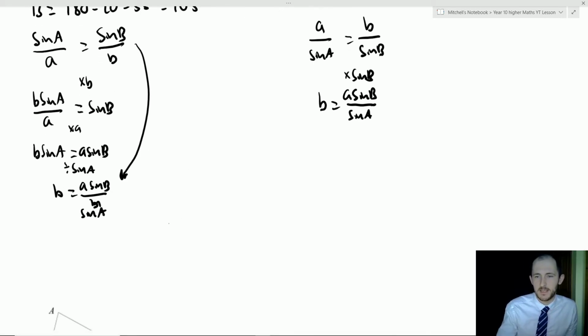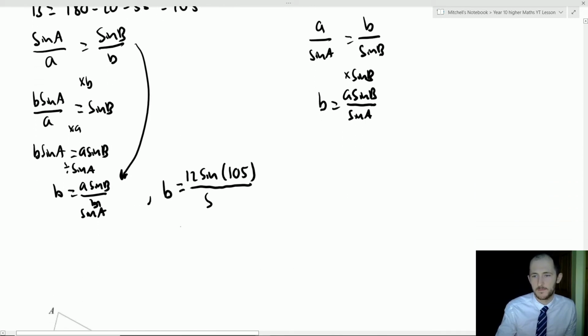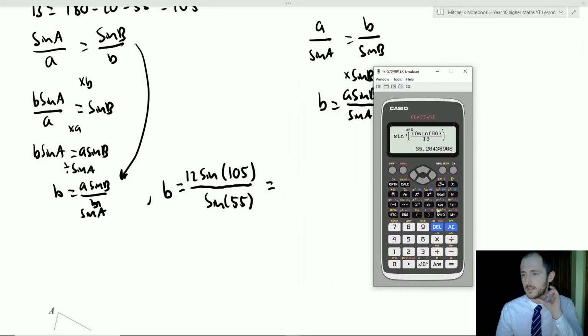Okay, so now what does B equal? So B equals, side A was 12 centimeters. Angle B, if I remember rightly, was 105 degrees. And angle A was 55 degrees. So now we just shove this all into our calculators. 12 sine 105, close bracket, sine 55.